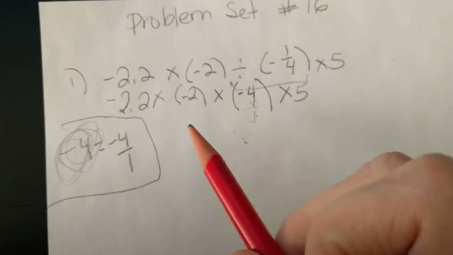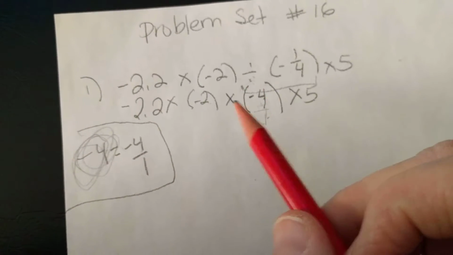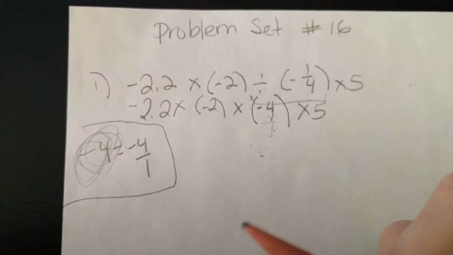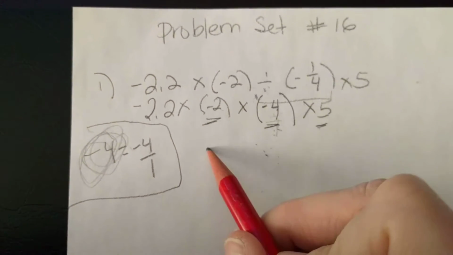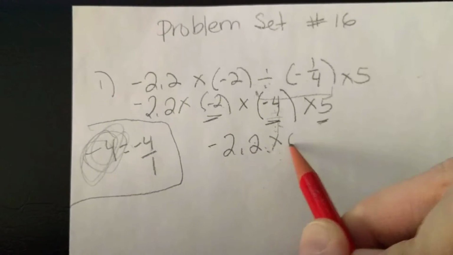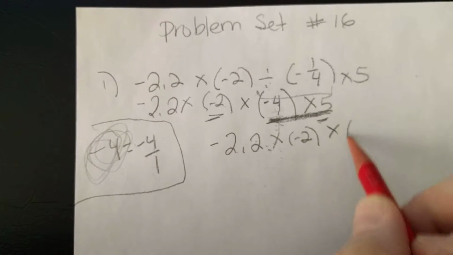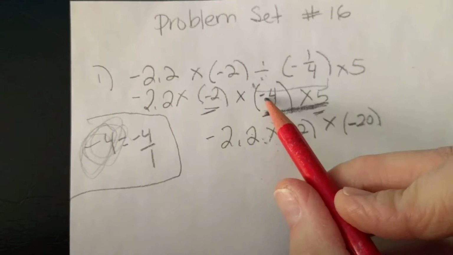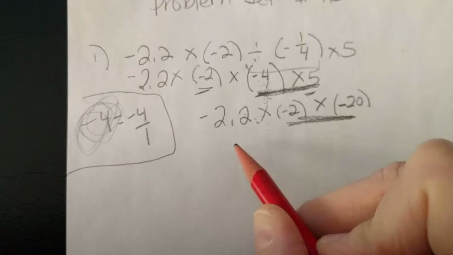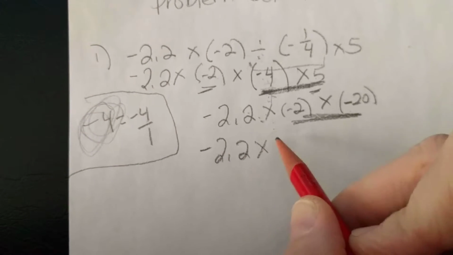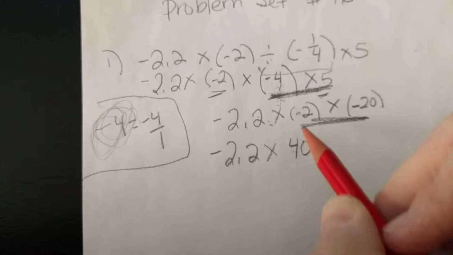At this point, you decide how you want to multiply. You can use the commutative property and multiply any numbers that you want first. In my opinion, I like to do all the whole numbers or all the integers first. So negative 2 times negative 4, I'm going to multiply these two first to get times negative 20. Negative times positive is negative. Okay, now I'm going to multiply these two next. Negative 2.2 times 40. Negative times negative equals positive.